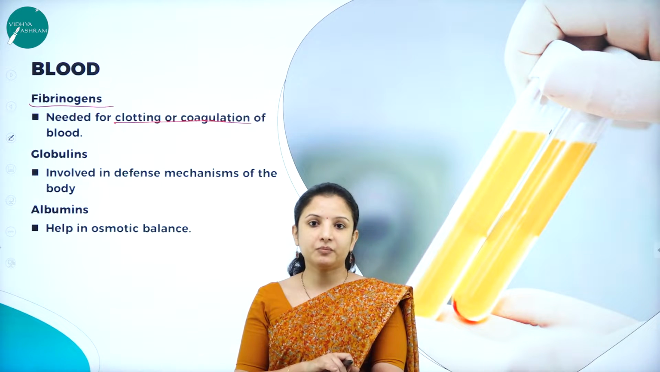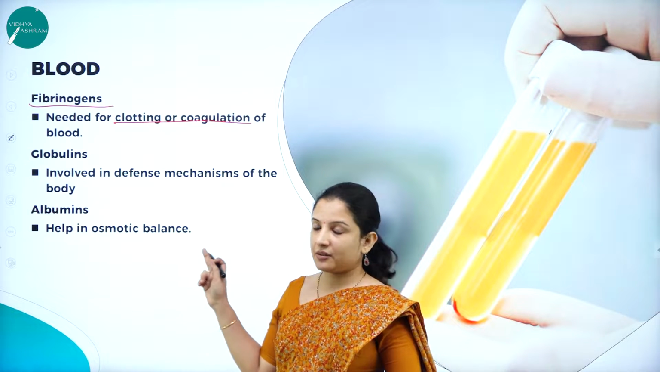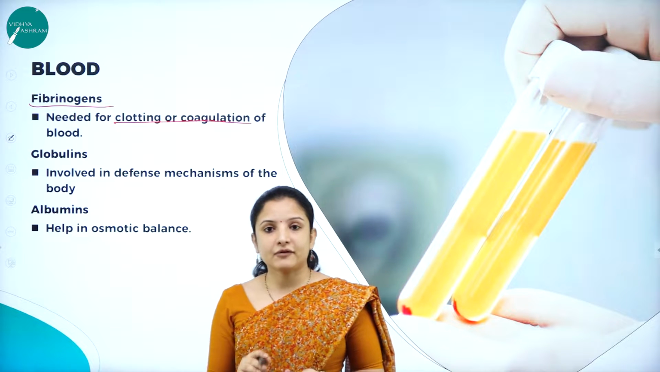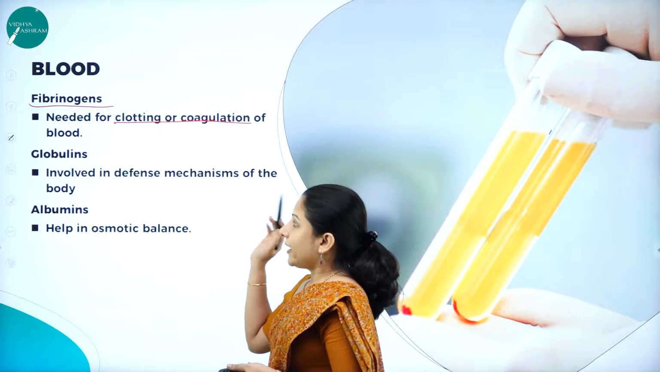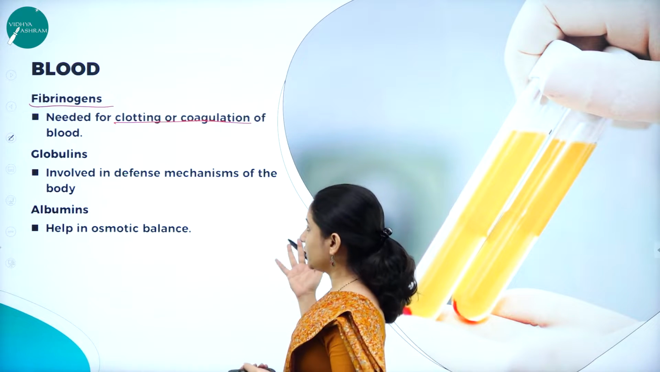And if the clotting of the blood has to occur along with platelets, the protein present in the blood, which is called fibrinogen, is very, very important. Therefore, the main function of the protein fibrinogen is to help in the clotting, or in other terms, coagulation of the blood.